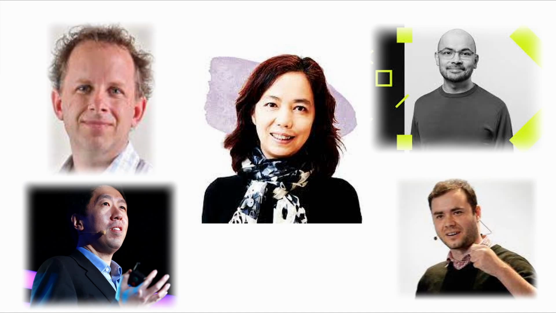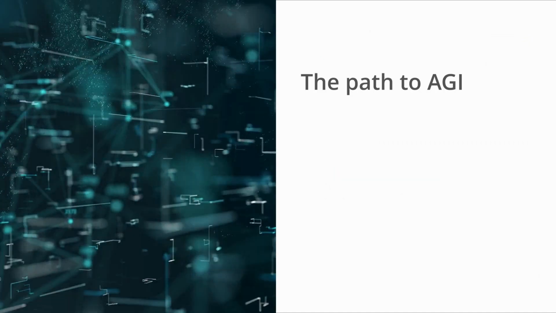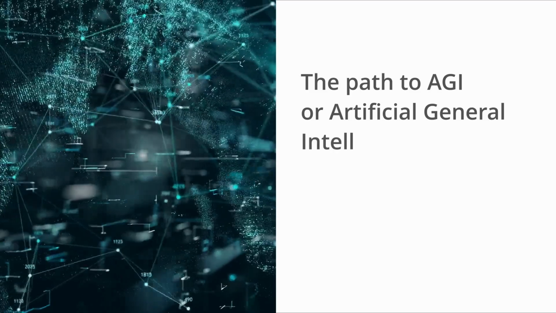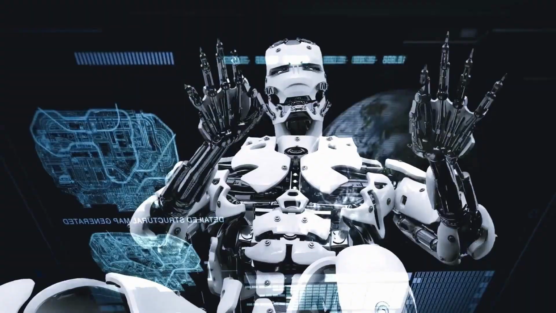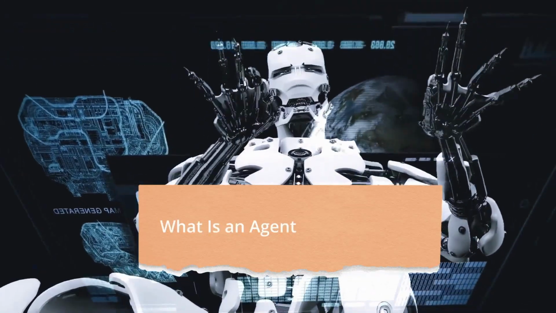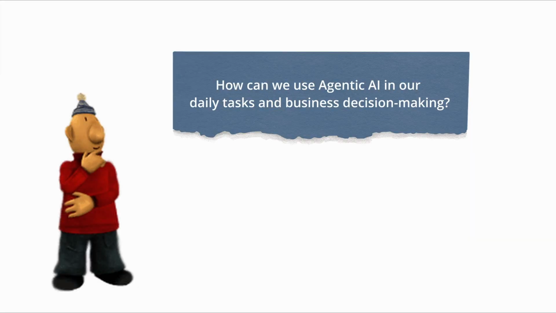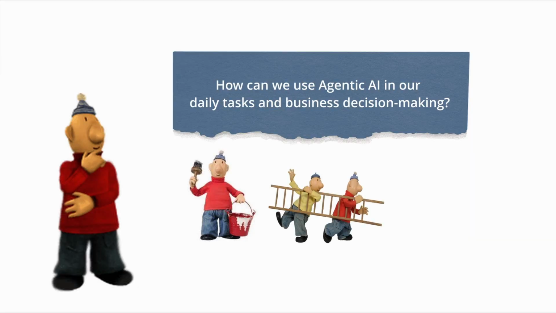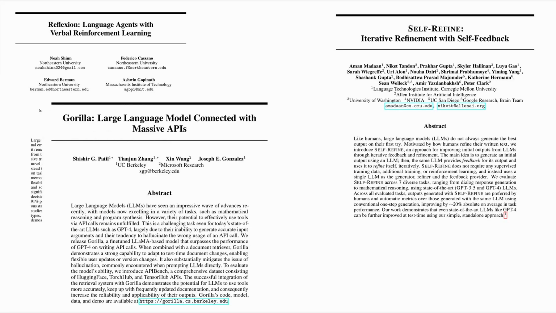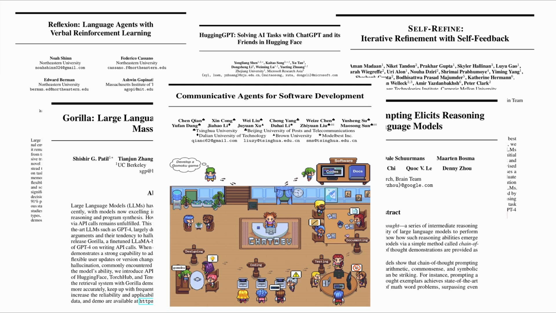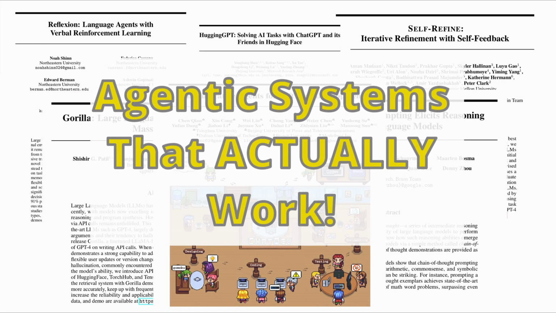Researchers in artificial intelligence believe that the path to AGI, or artificial general intelligence, is by leveraging the agentic AI workflow. But what exactly is an agentic AI workflow, and how can we use it in our daily tasks and business decision making? To find out, we will go through several important concepts in AI developments using examples from prominent research studies that I will share with you today.